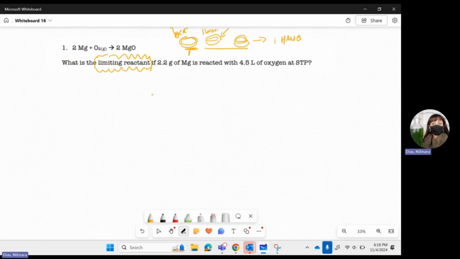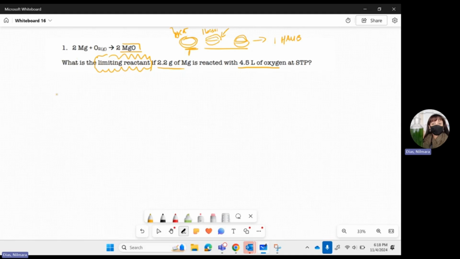The same thing here. We need to find out how much magnesium oxide will be produced if I have 2.2 grams of magnesium, and how much magnesium oxide will be produced if I have 4.5 liters of oxygen. It's a very simple thing to do, it is stoichiometry, but you need to pay attention, calculate and separate. Don't try to put it all together, okay? So how are you going to do it? Stop the video and try to do it, okay?